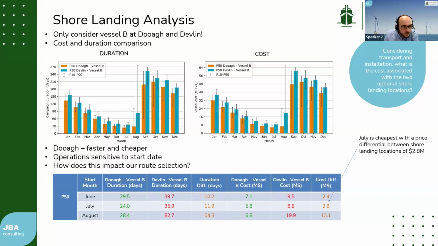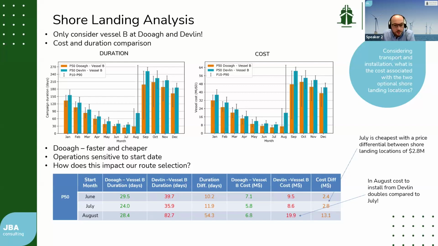And what we can see is that the cost for the cable installation from Dua is 5.8 million, and the cost for the export cable installation from Devlin is 8.6 million, and that gives us a cost differential of about $2.8 million. So that's showing that the Dua cable would, in our P50 case, cost 2.8 million less than the Devlin.